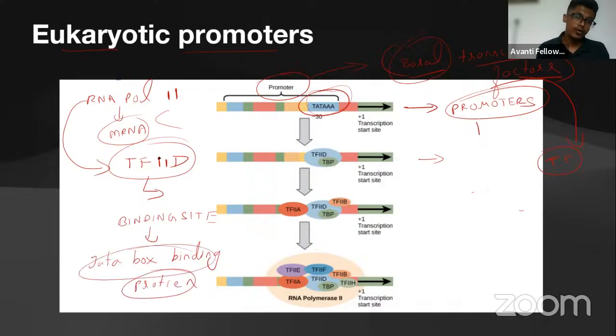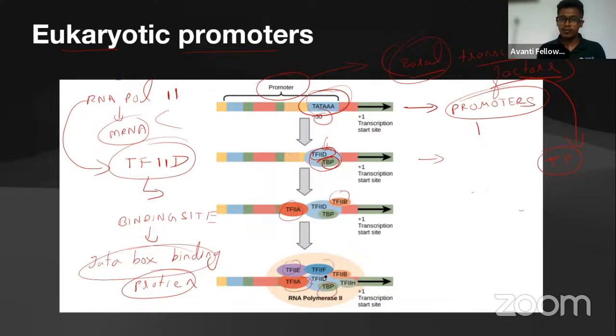Very, very crucial. So now the TF2D, what it will do is try to recognize your TATA box sequence, which is at the minus 30 upstream of your eukaryotic promoters. So now what will happen? TF2D is a transcription factor. It will come and sit on the promoter region. Once the TF2D has recognized the promoter region, the TATA box binding protein will come and attach to this TF2D. Okay. Now, once the TF2D and the TATA box binding proteins are in place, it will start recruiting the further subunits like TF2A, TF2B, TF2E, like this.